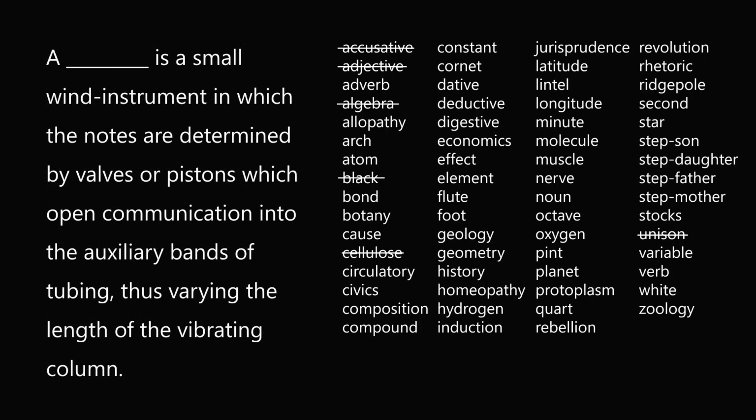Here's another interesting musical question. A blank is a small wind instrument in which the notes are determined by valves or pistons which open communication into the auxiliary bands of tubing, thus varying the length of the vibrating column. Wow. I had to look this one up, and the correct answer is cornet.